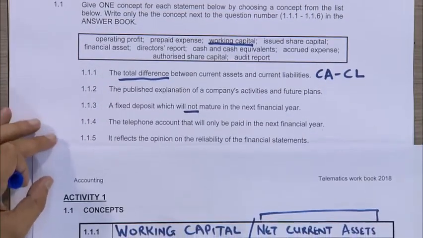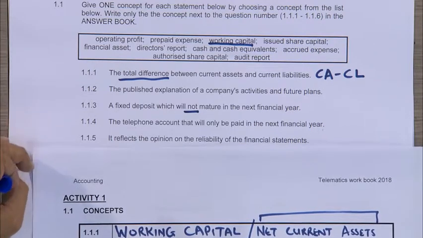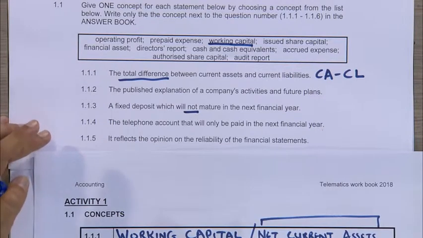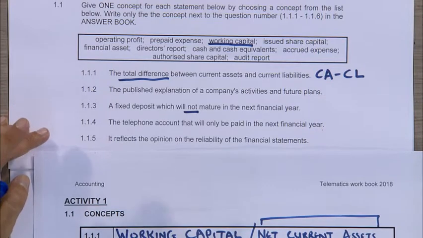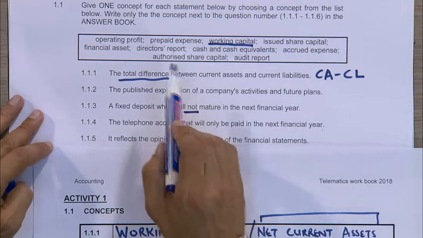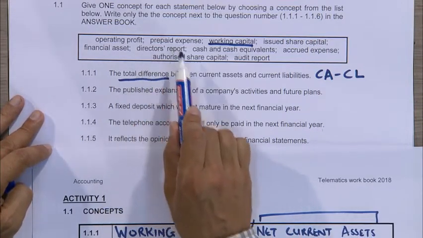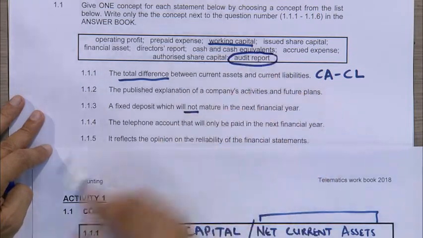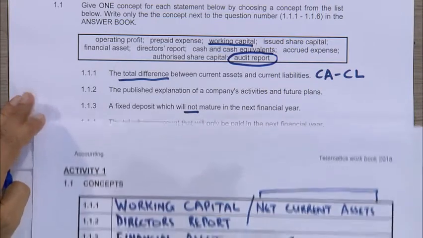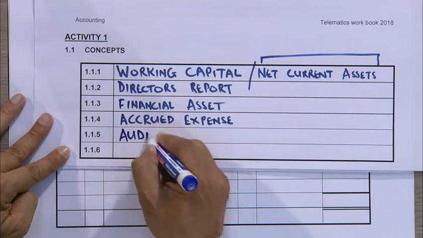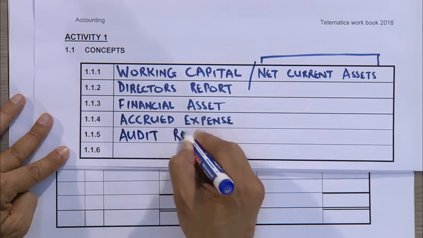Then number 5, it says it reflects the opinion of the reliability of the financial statements. Okay, I'm going to read it again. It reflects the opinion of the reliability of the financial statements. Okay, so you have a choice over here. It's not the director's report. It can only be the auditor's report over there. Let me just get the answer in first, and then I'll explain what the auditors do. It's an audit report.